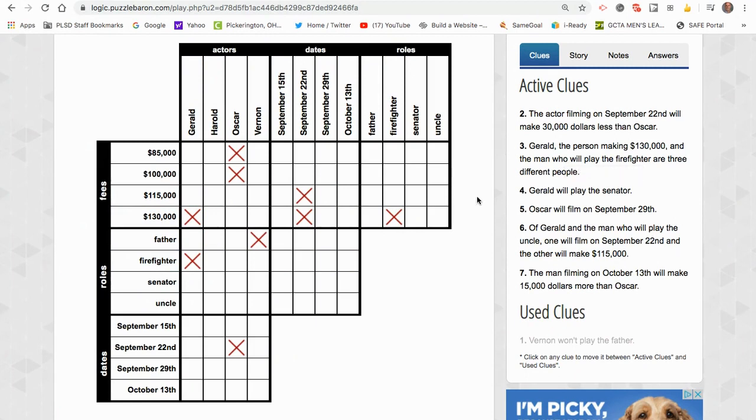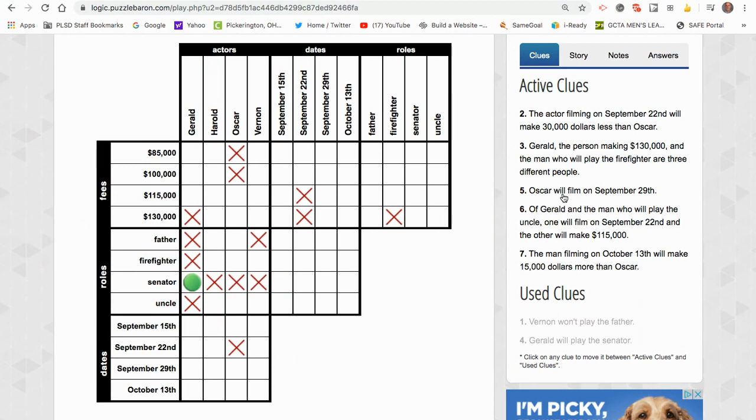Sometimes I'll just flat out come out and tell you what a clue is. So this is Gerald will play the senator. So you can just go and mark that Gerald will play the senator. And like I said, the online ones fill in for you that these can't be possibilities. That's not going to give us any more clues, so I'm going to move that down to my used clues.